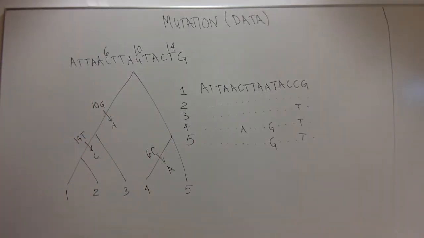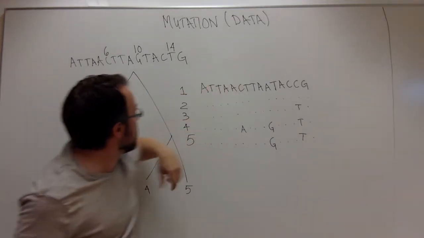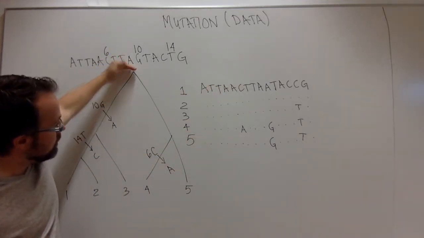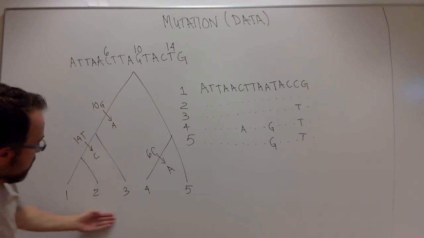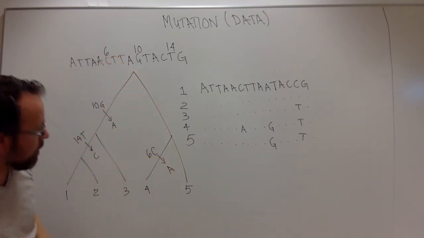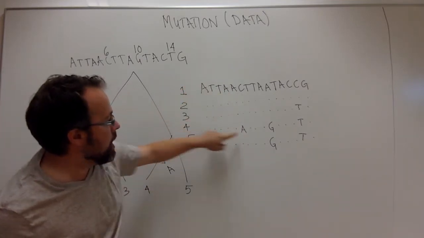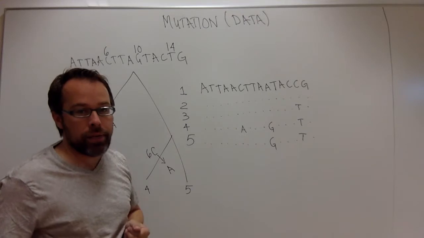Actually, a simpler one to look at might be site 6, that's the site right here. So now we have the ancestor had a C, and therefore 1, 2, and 3 have all inherited this C, and actually 5 has also inherited the C. But in 4 we have a change from a C to an A, so we see an A in sequence 4, and then C's everywhere else.